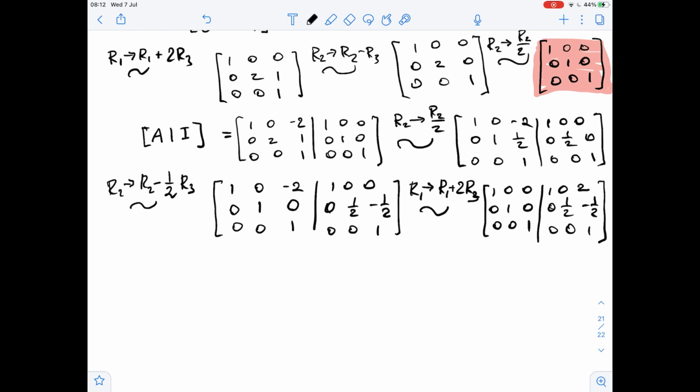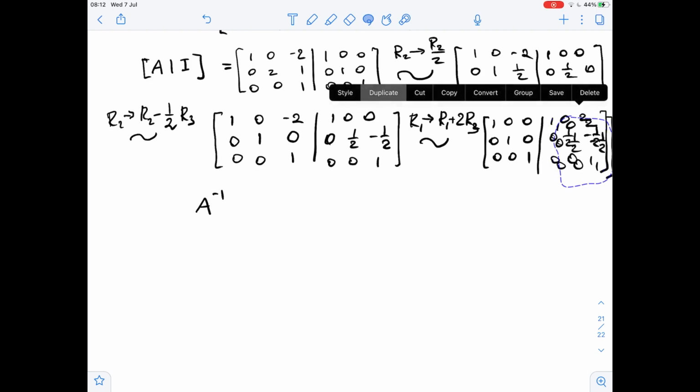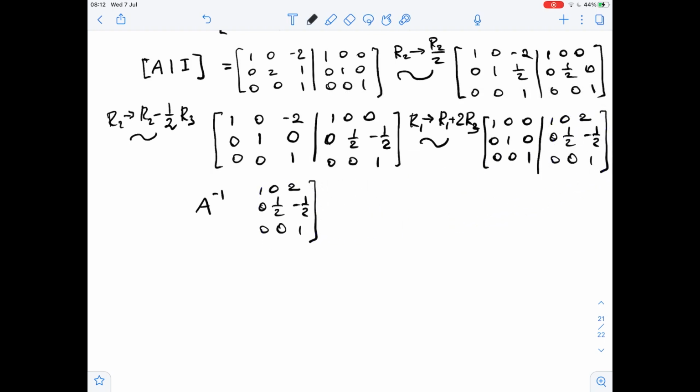So now we see that A inverse equals this matrix. So this is A inverse. I'll just copy paste it. A inverse equals this. We can verify it by multiplying A by A inverse, and we will get the identity matrix.